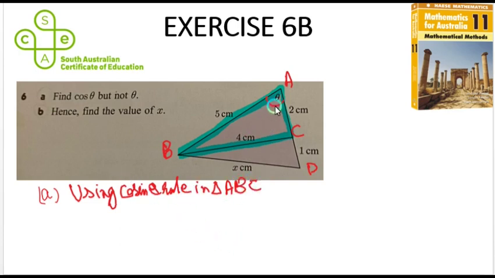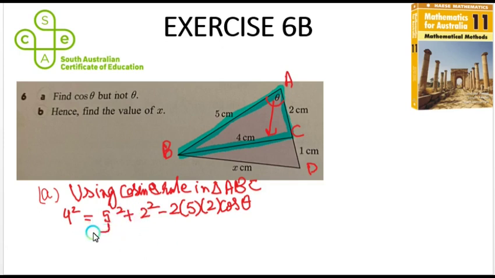According to the rule, the side opposite to the angle given, which is 4 obviously, so 4 square equals the other two sides, 5 square and 2 square, minus 2 times the same sides, 5 into 2 into cos of the angle. So the angle is theta. Like in the previous question, shift 5 square and 2 square to the other side, it becomes 4 square minus 5 square minus 2 square.